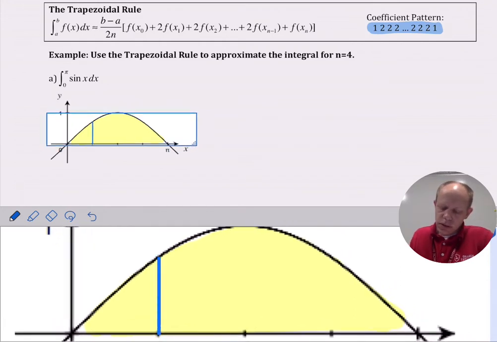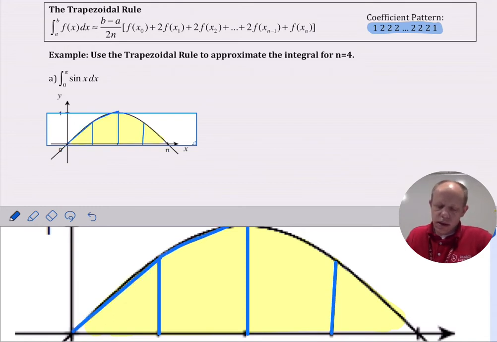So we can draw those in here. And then we are going to be using trapezoids here. So we can just draw that on there.